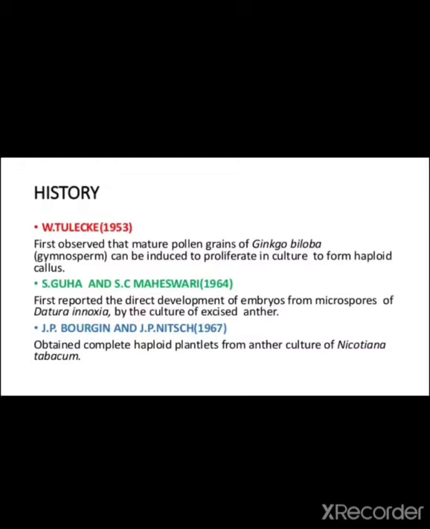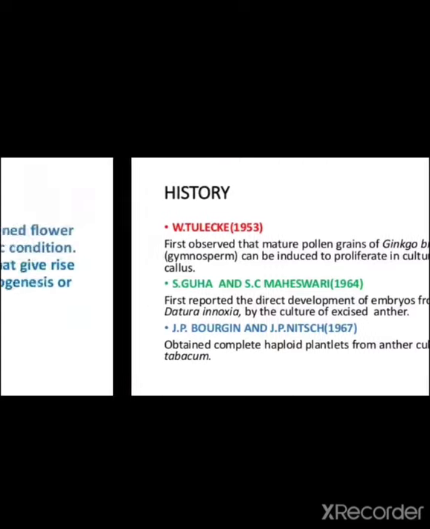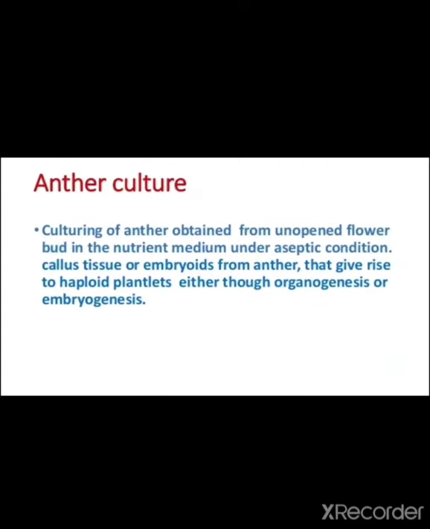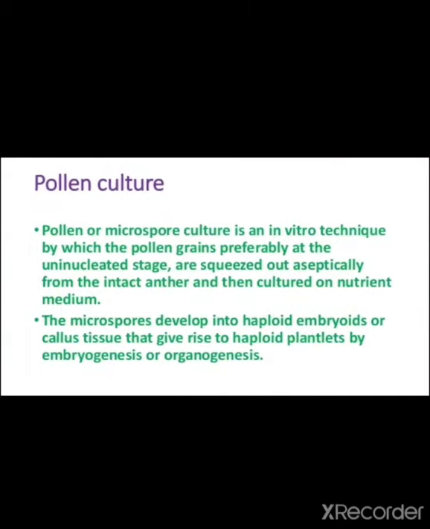Bourgin and Nitsch obtained complete haploid plantlets from anther culture of Nicotiana tabacum. Anther culture is the culturing of anther obtained from unopened flower buds in the nutrient medium under aseptic conditions. Callus tissue or embryos from anther give rise to haploid plantlets either through organogenesis or embryogenesis.